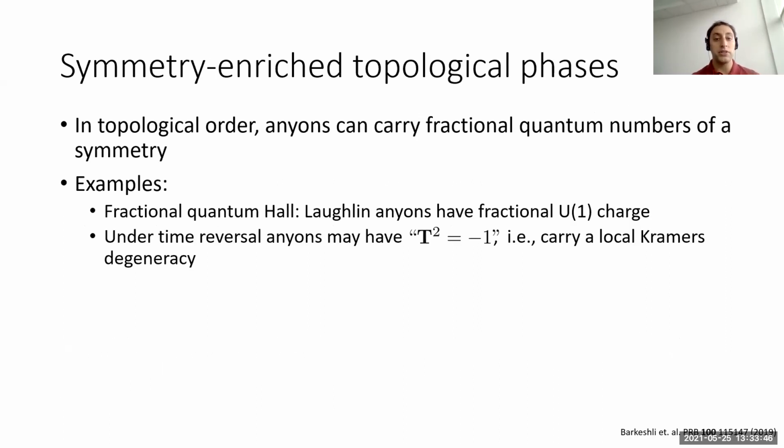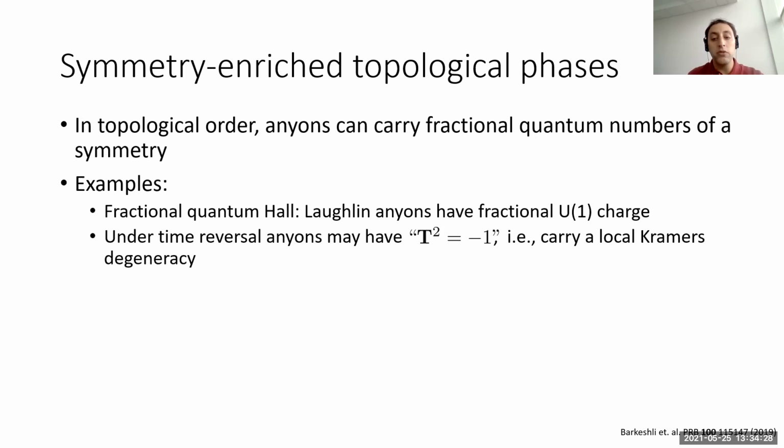In general, in topological order, we know that if you add a global symmetry group G, the anyons can carry fractional quantum numbers of that symmetry. In this case, we have a symmetry-enriched topological phase. The best known example of this is probably the fractional quantum Hall effect, where Laughlin anyons carry a fractional quantum number under U(1) charge conservation. In general, you may also have a situation where, for example, T squared equals -1 on an anyon for time reversal. That is, anyons carry a local Kramers degeneracy. There are a number of examples of this that are known at this point.